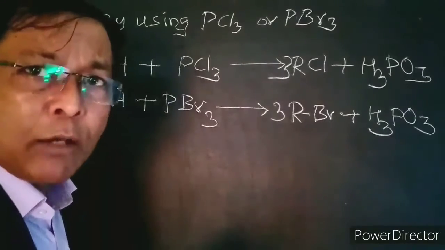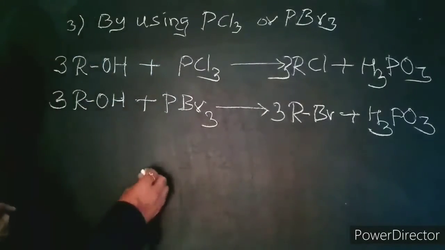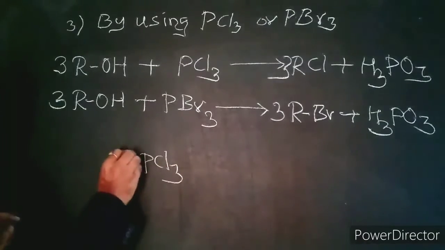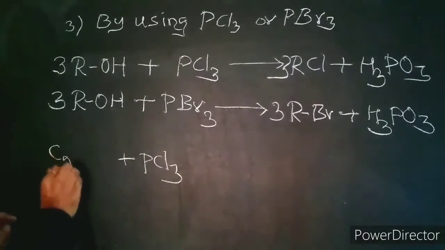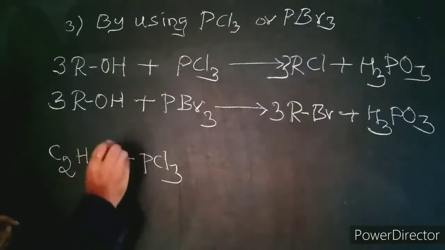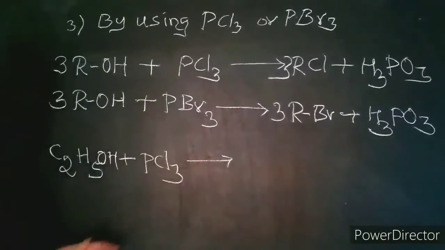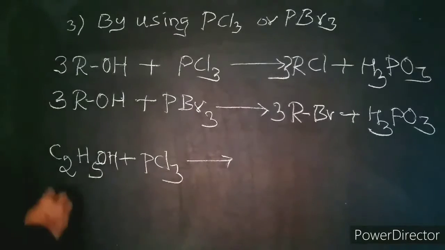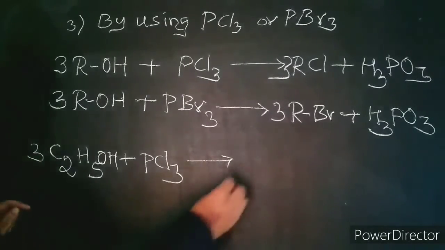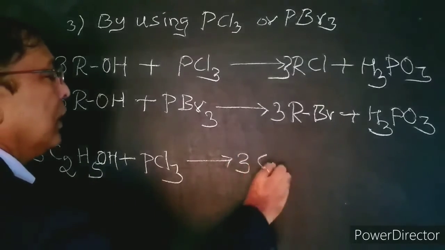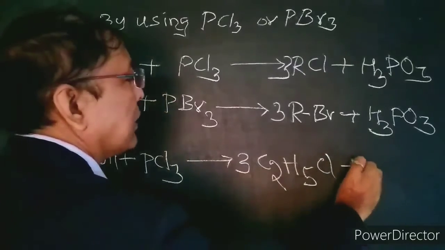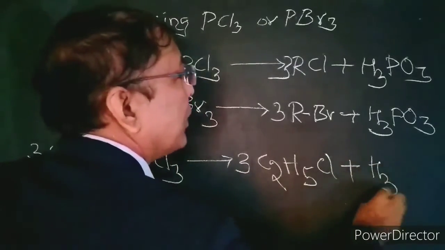You may come across such questions: What is the action of PCl3 on ethanol? As we know that there are 3 halogen atoms, we have to take 3 molecules of ethanol. We get 3 molecules of ethyl chloride plus H3PO3.